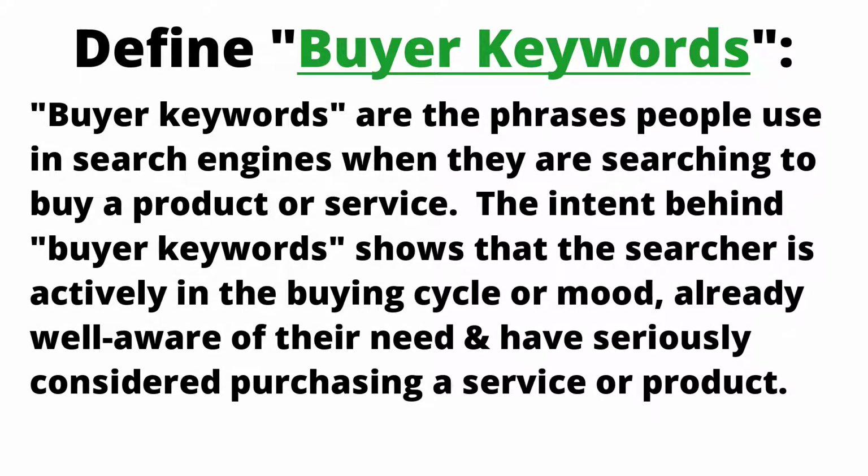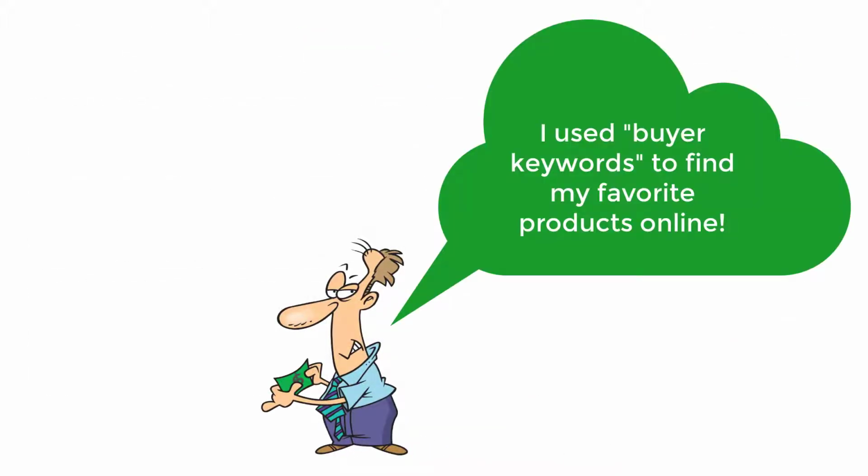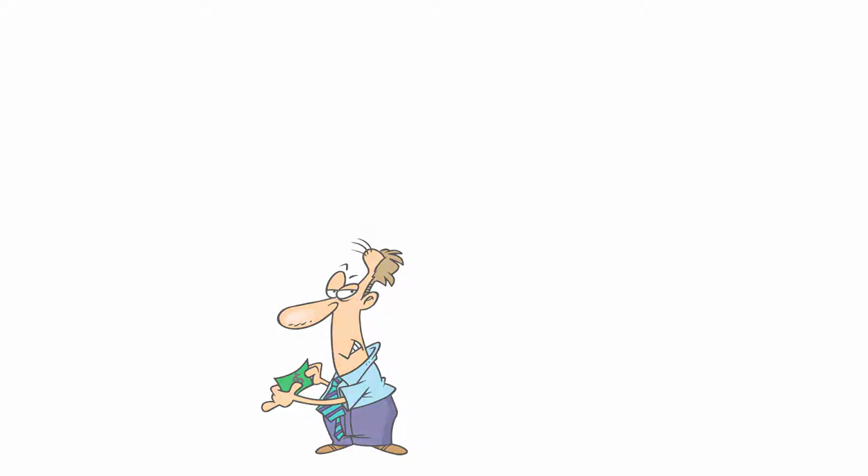So, buyer keywords are the phrases people use in search engines when they're searching to buy a product or service. The intent behind buyer keywords shows that the searcher is actively in the buying cycle or mood, already well aware of their need, and has seriously considered purchasing a service or product. People with money in their hand will use these types of keywords to find products that they'd like to purchase, and these are the types of visitors that you always want to have if you're selling any products online or if you're serious about getting any sales from your website.